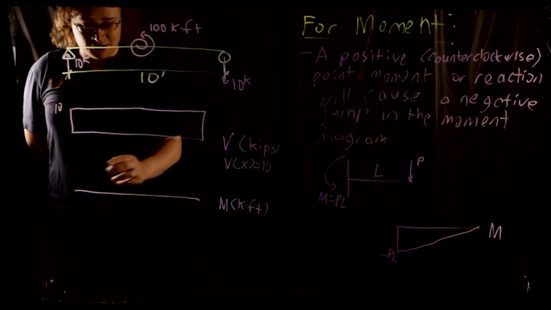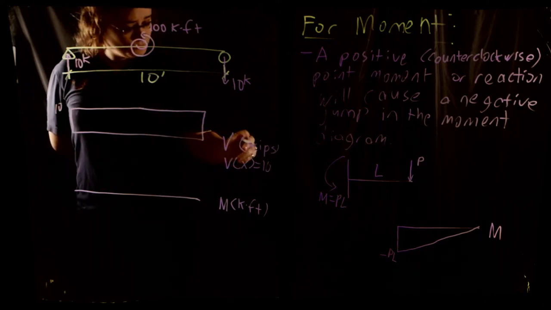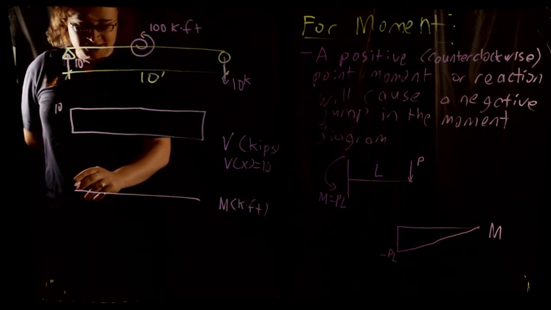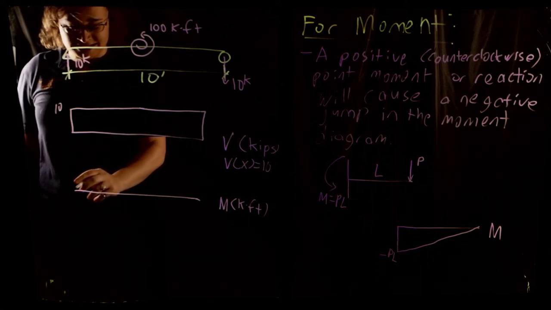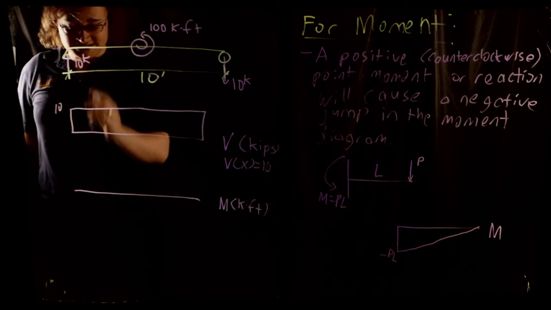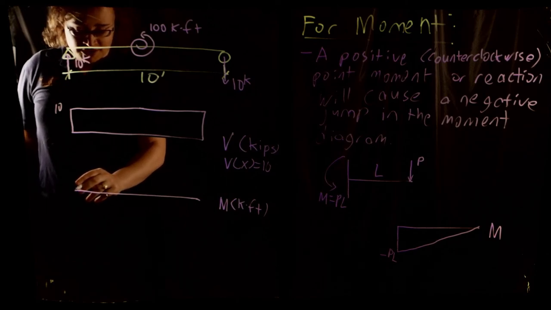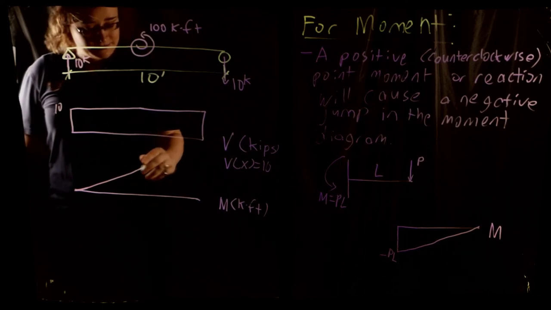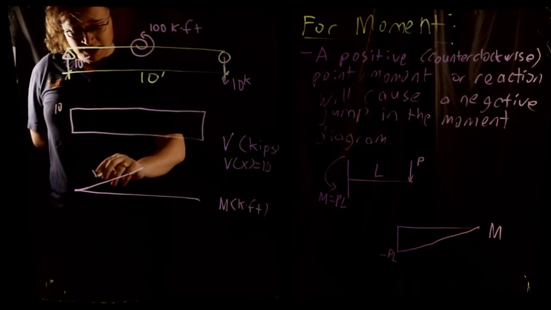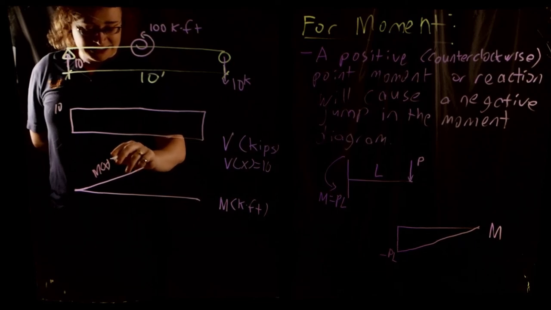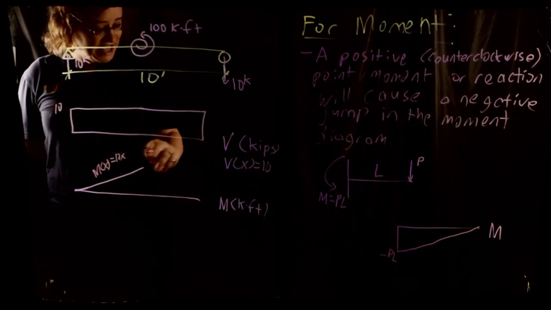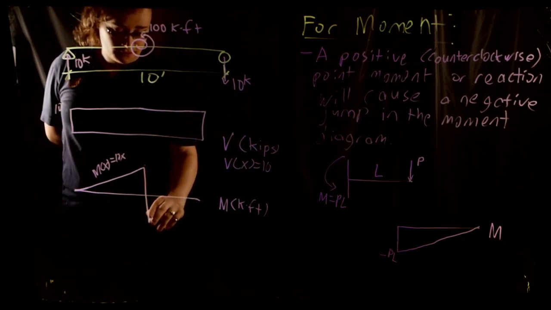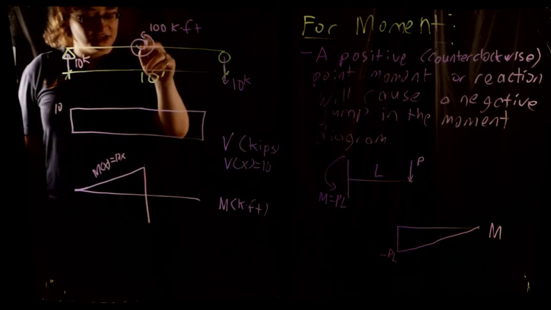But let's think about this. What's going to happen with the moment is we're going to start at zero because the boundary condition, the moment at zero is zero. The moment on the left-hand side is zero because it's a pin support. So our moment is going to go upward like this, sort of with the function M of x equals 10x. This is going to have a slope of 10. And then we're going to drop down. This point moment is going to cause a drop.